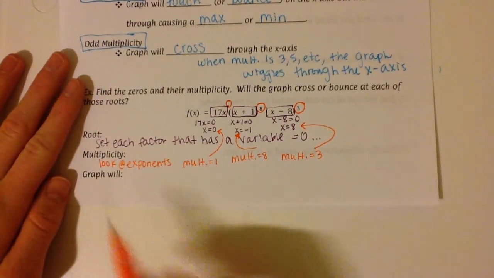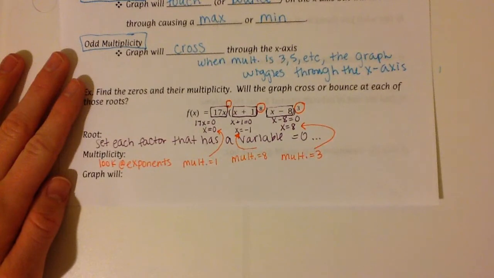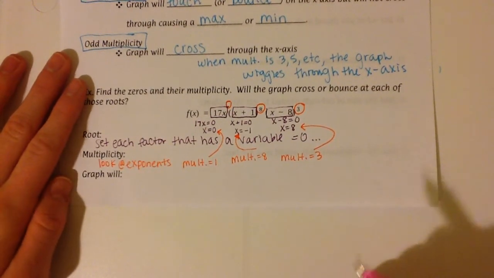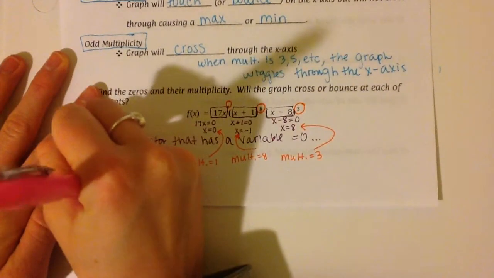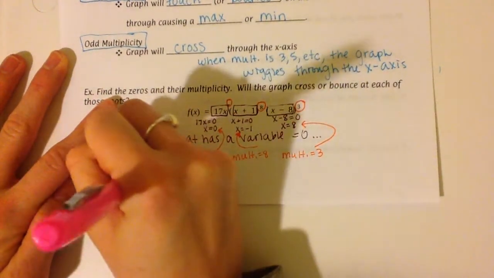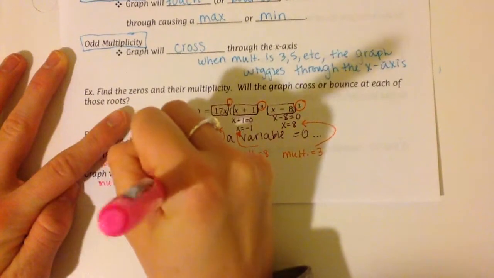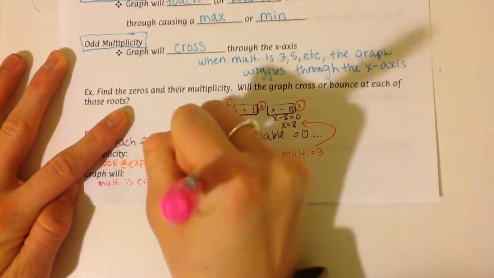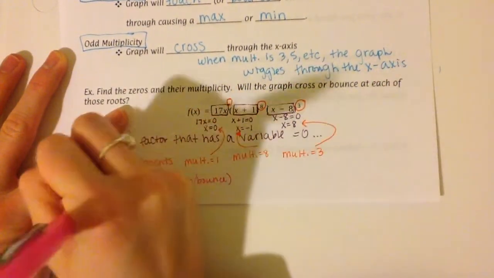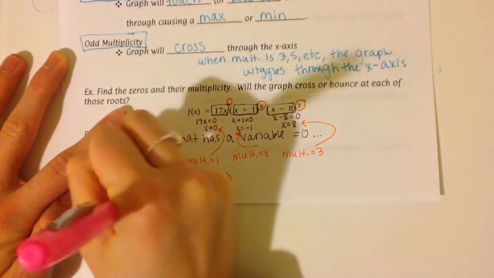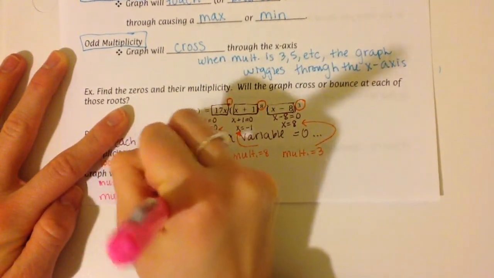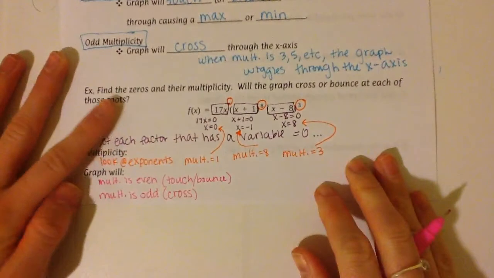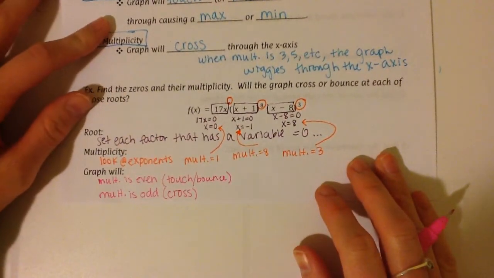So then the last thing we need to do is figure out what the graph is going to do. We want to know if it's going to touch or bounce, or if it's going to cross through the x-axis. So if the multiplicity is even, that's when it's going to touch or bounce. When the multiplicity is odd, that's when it's going to cross. So let's figure out what it's going to do for each of these.